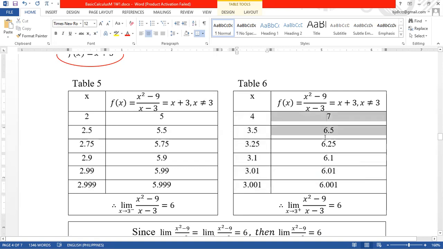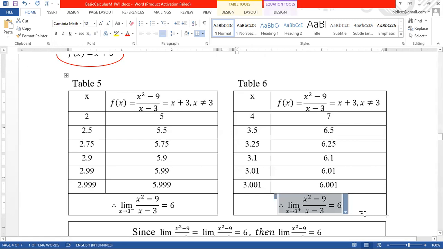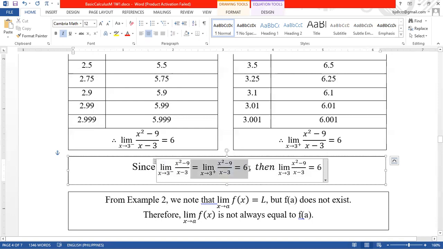So, let's observe the behavior of f of x. Same process, we just substitute x into the equation. So, we have here the answers which are 7, 6.5, and so on. So, it also approaches 6. Therefore, we can conclude that the limit of x squared minus 9 over x minus 3 as x approaches 3 from the right is equal to 6. So, since both are equal to 6, we can conclude that the limit of x squared minus 9 over x minus 3 as x approaches 3 is equal to 6.